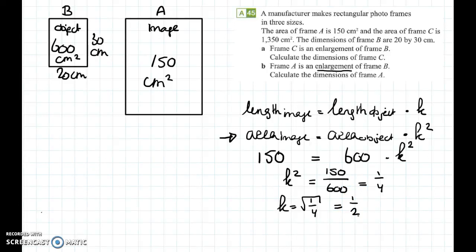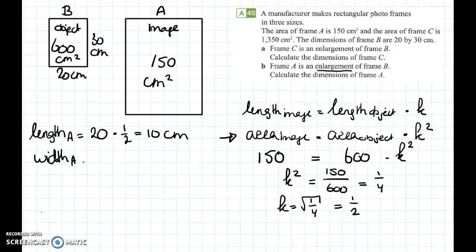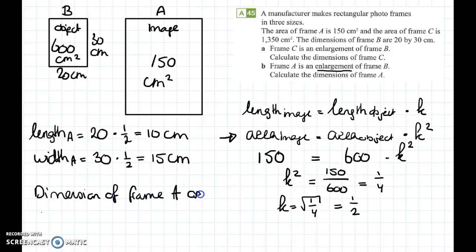So we know a scale factor right now. That means that the dimensions of object B are multiplied with a scale factor of a half. The length in the image A will be the length of the object, 20, times a half, so that's 10 centimeters. The width, the same story for image A. It was 30 centimeters. Then we multiply that with the scale factor of a half, and you get 15 centimeters. So the dimensions of frame A are 10 by 15 centimeters.